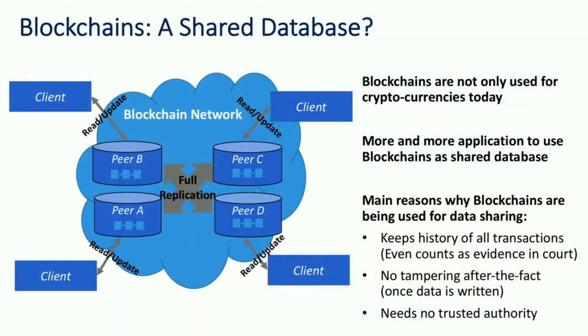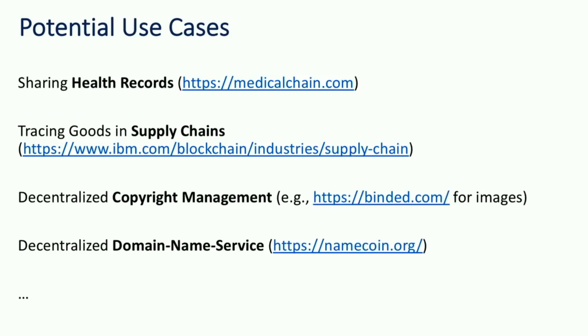The second reason it's interesting is that no tampering is possible after the fact. Once the transaction is in, you cannot modify the list of transactions you stored in your blockchain. And even more interesting, you don't need a trusted authority for making all these decisions. The machinery in blockchain is designed to give you the two properties that it stores all transactions, and it doesn't allow tampering without having a trusted authority. You see that it's actually used as a shared database, and there are many applications that already try to use blockchains as a shared database.